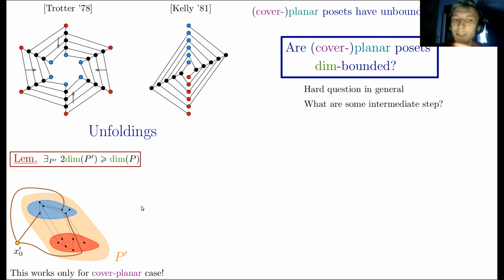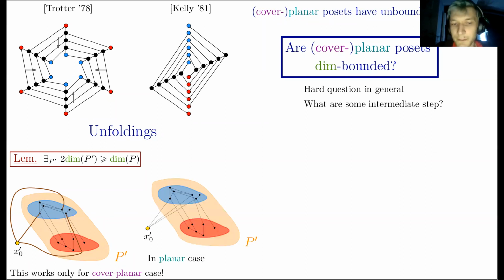So I cannot contract things in a planar diagram and preserve comparabilities. Yes, because some edges may change to not be diagram edges, to be cover graph edges. Okay, so let me discuss this. What happens in the planar case?